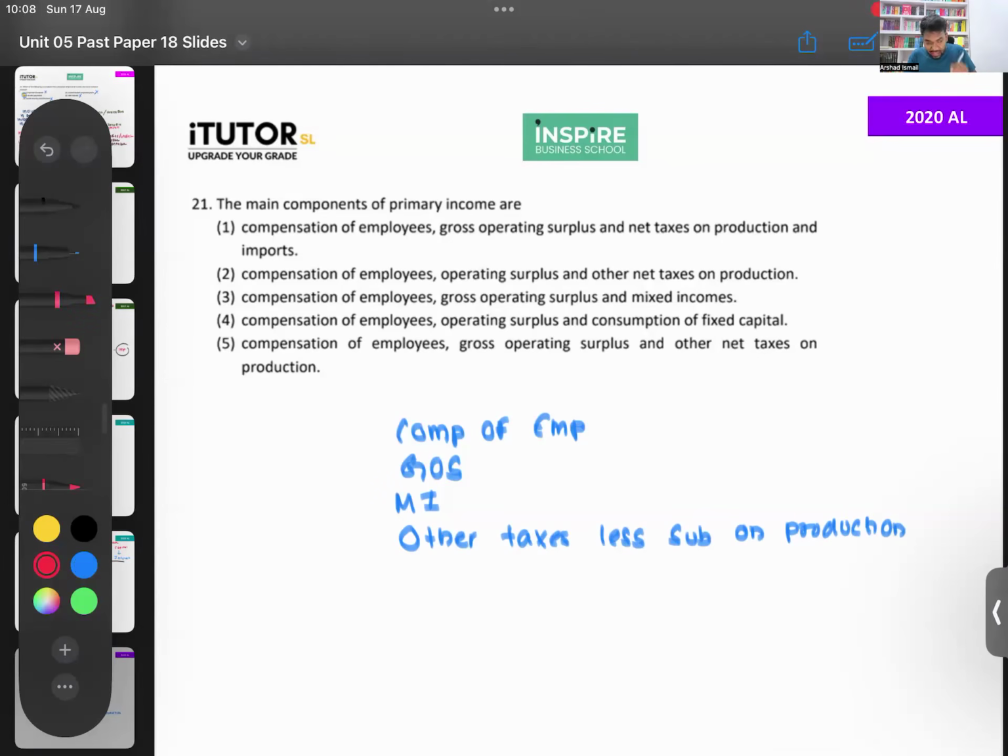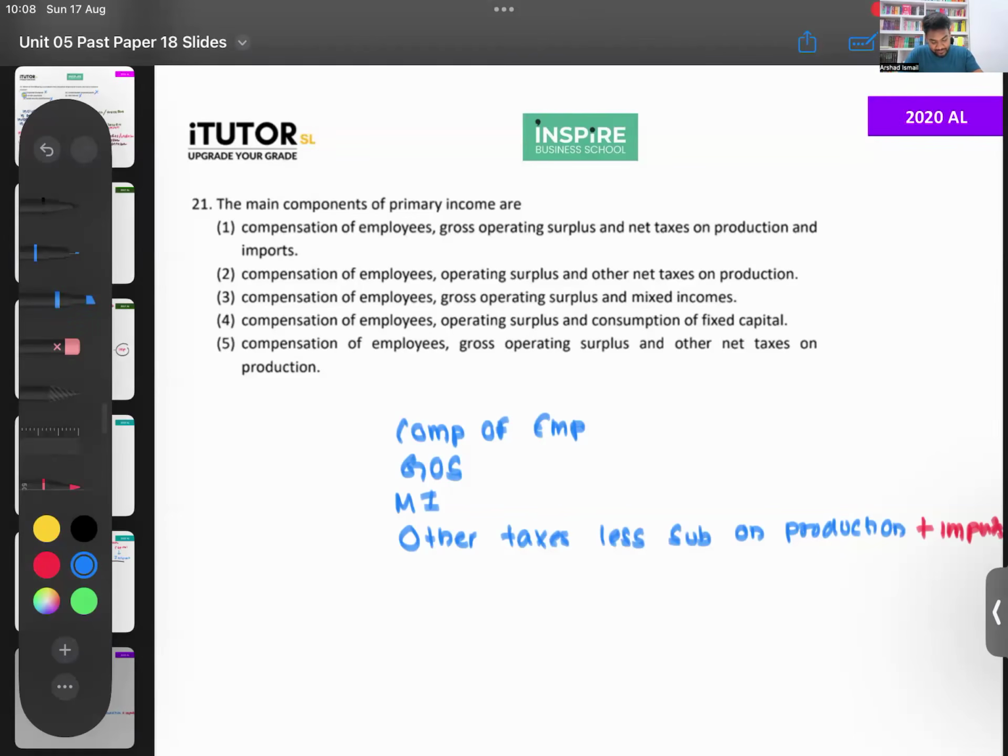To make this primary income, it's not just other taxes less subsidies on production, plus imports. Other taxes less subsidies on imports as well. Taxes on production and the taxes on imports. That also has to get added. Those are the components. Earlier, yes, MI was inside gross operating surplus. Now it is not. Okay, which one is your answer? Number 1.